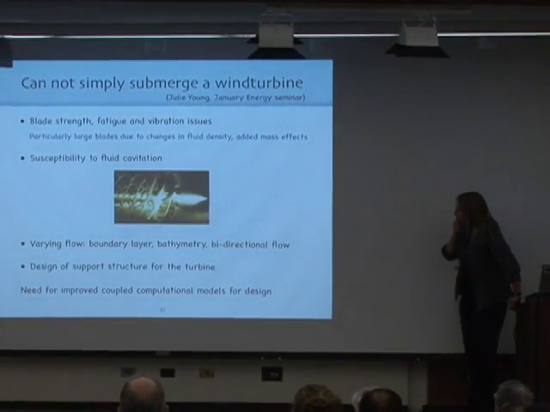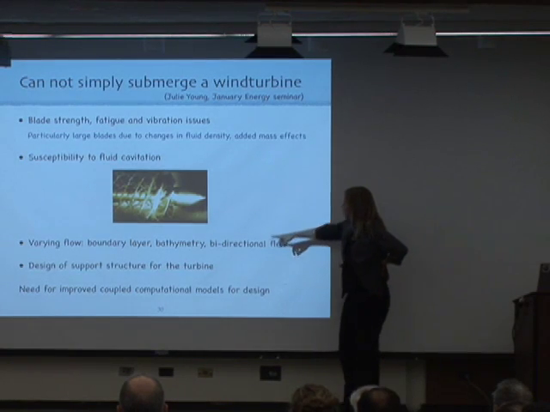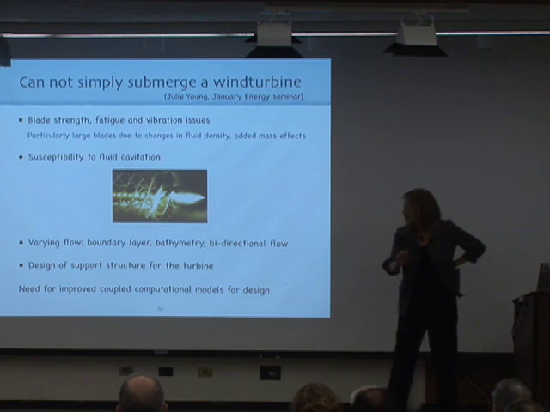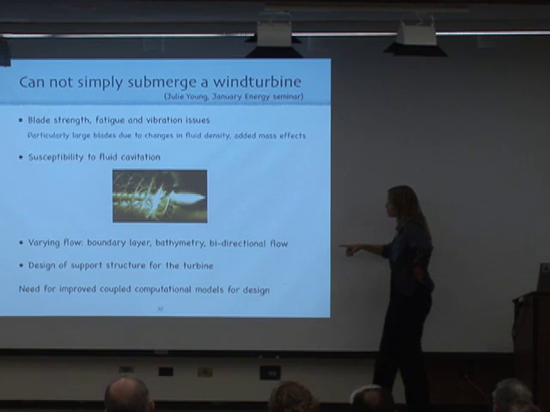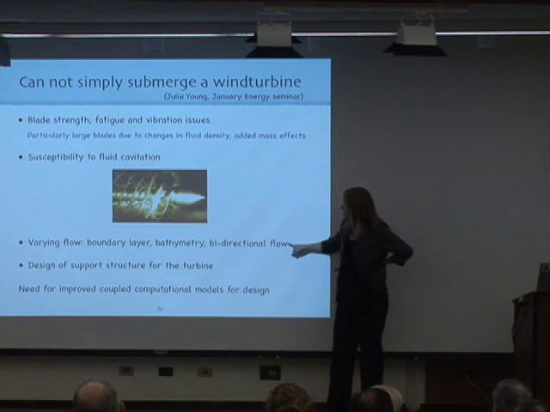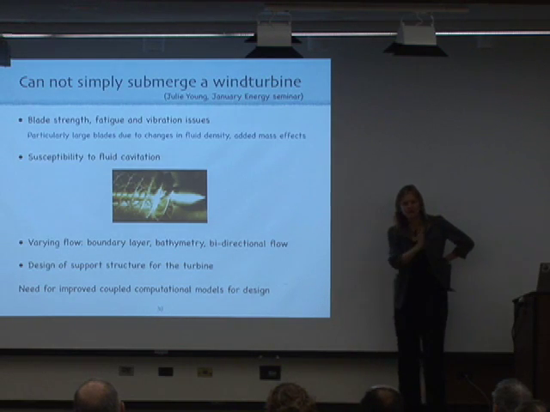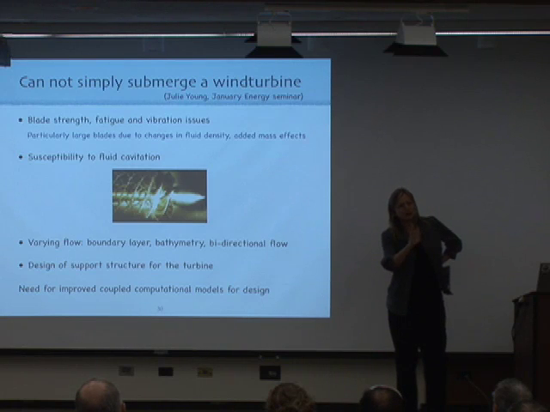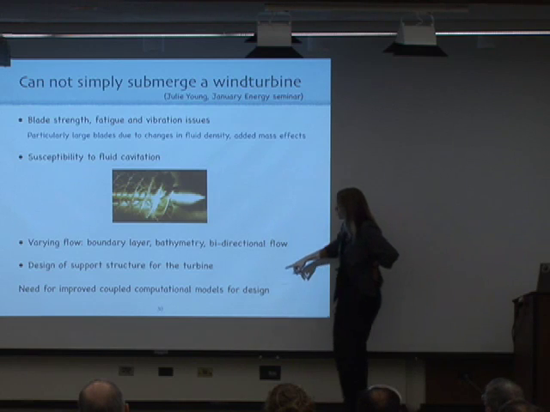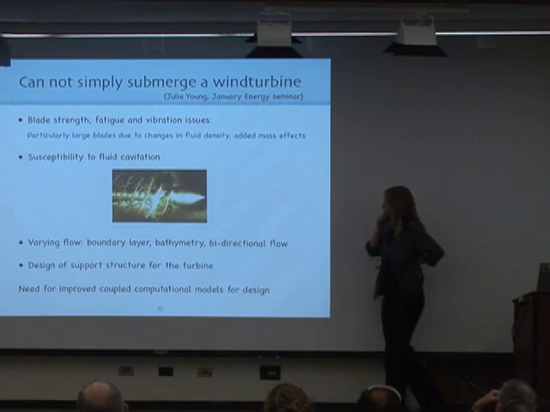Then the other thing is you have constantly varying flows. You've got boundary layers in these coastal ocean regions that you have to take into account. You have bathymetry effects that can create eddies and all sorts of interesting turbulence. And of course, you have bidirectional flow because of the tides. And moving these things around, another moving part in this salty environment, is not so simple. And so the design of the support structure for the turbine is a very big thing.